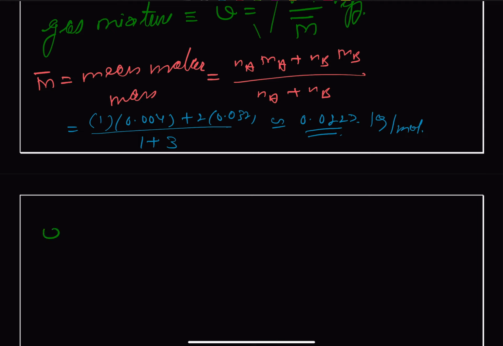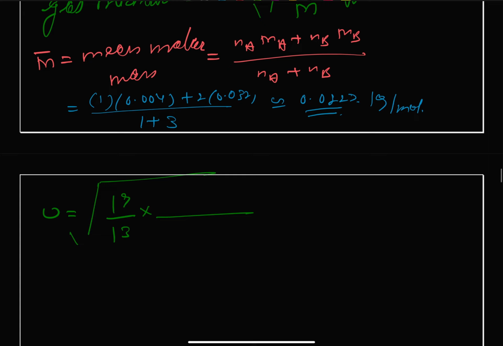Now we can just substitute the rest of the values. So we get velocity V, and gamma effective we know is our 19 upon 13 multiplied by RT. R is our 8.314, temperature is our 300, and we just found out the mean molar mass, that is 0.0227, and from this we get velocity will be approximately equal to 401.1 meter per second.